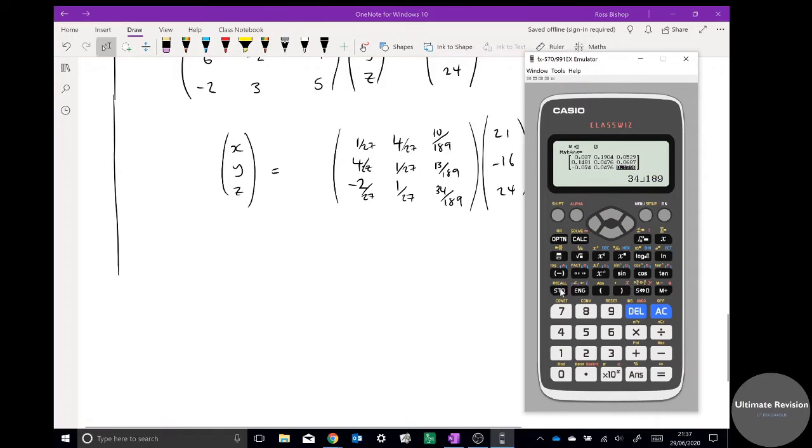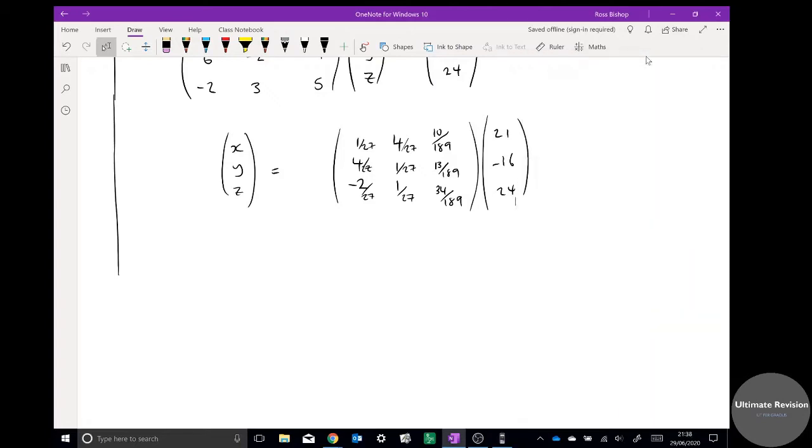I'm going to store that matrix as A. I can do that. If I want to define a new matrix, matrix B, number of rows 3, number of columns 1, 21, minus 16, 24. Okay, and I'm going to do matrix A multiplied by matrix B, and I get an answer: minus 1, 4, 2. So x, y, z was minus 1, 4, 2. At least that's nice numbers.